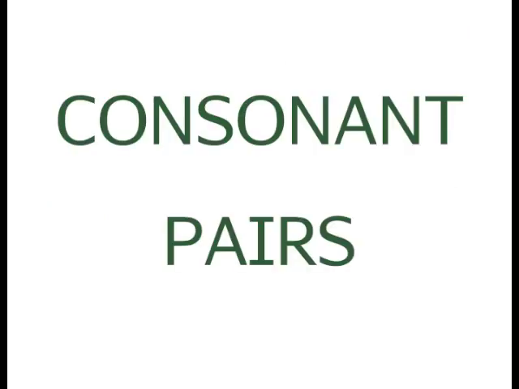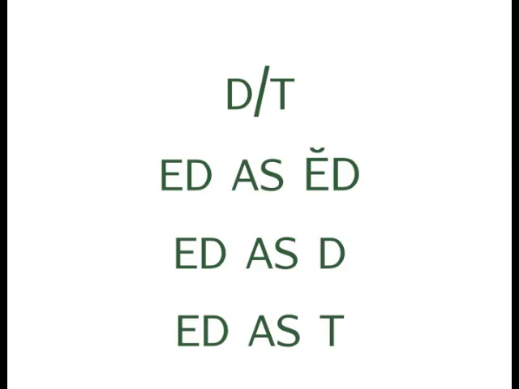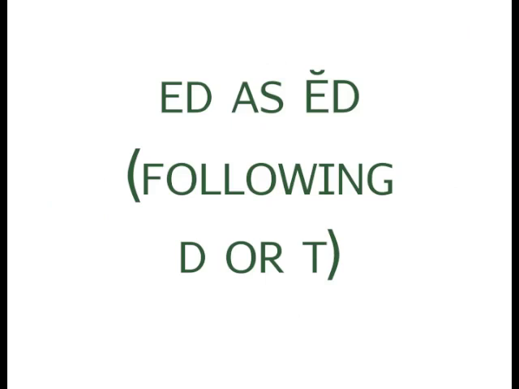We're going to go back to some consonant pairs to show how these work with past tense. D and T are pronounced with the same position of the mouth. D is voiced and T is unvoiced. ED can either be pronounced ed or da or ta. First, we'll look at ED as ed. This happens when it follows a D or a T.